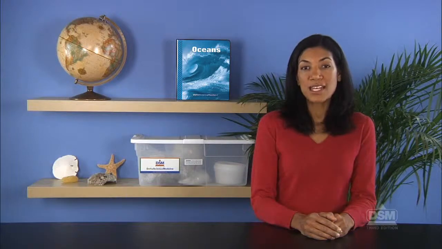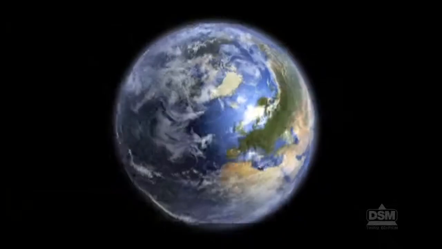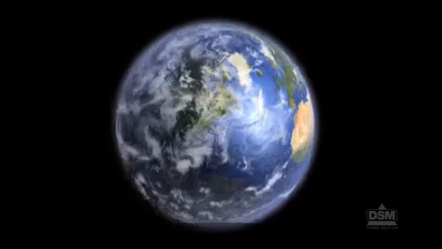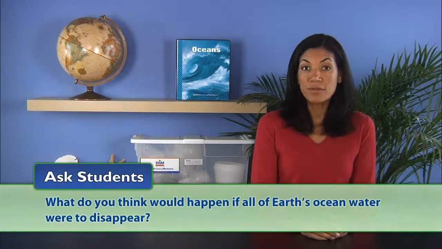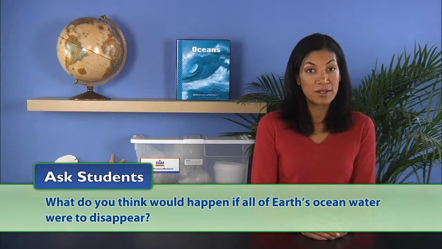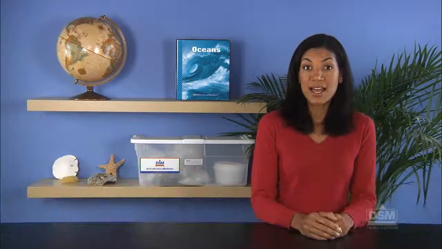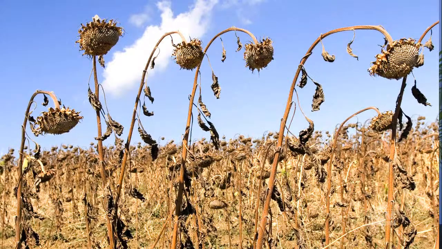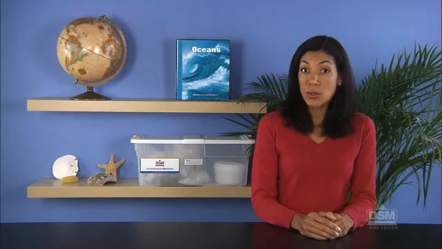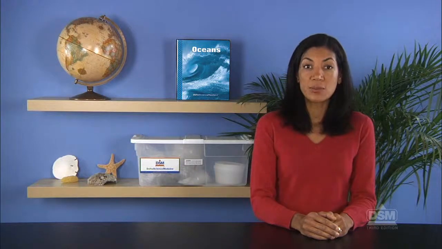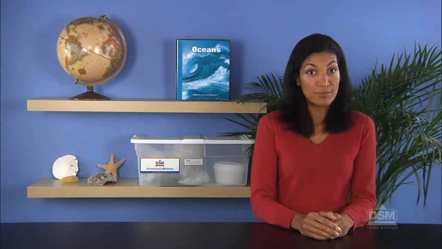Help students understand that since oceans cover most of Earth's surface, most of the precipitation that falls on Earth originates in the oceans. Finally, ask, what do you think would happen if all of Earth's ocean water were to disappear? Students should realize that the land masses of Earth would experience drought from a lack of rainfall and would be unable to support life. Without the oceans, most of planet Earth would be as lifeless as the moon.